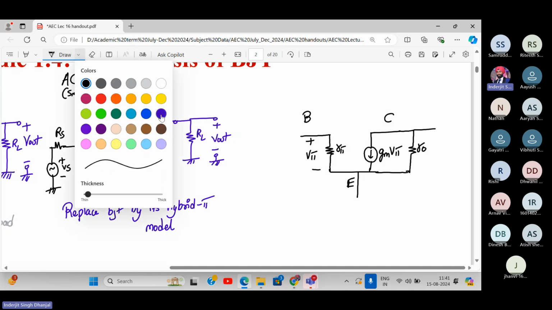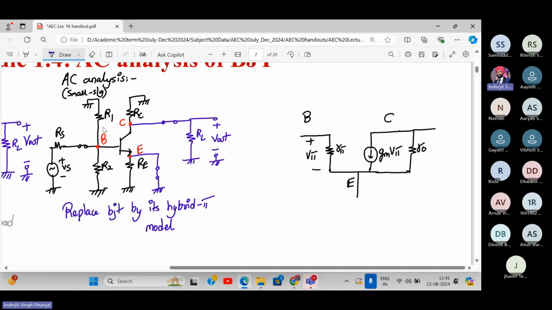Okay. So now we connect the external components. At the base terminal, we have R1 and R2 in parallel. So here we have it, R1 parallel to R2. All right. Then we have RS over here, and then we have a supply over here plus minus Vs, or we can connect it as a source only.